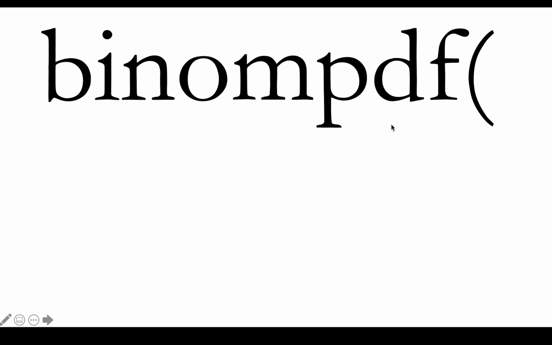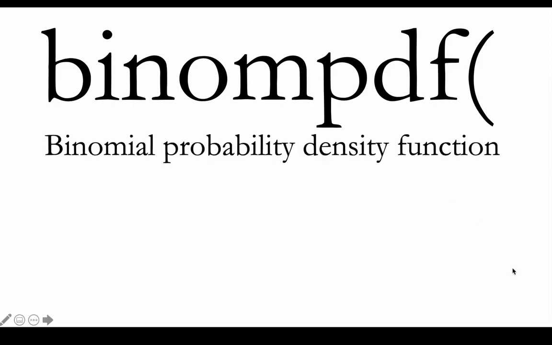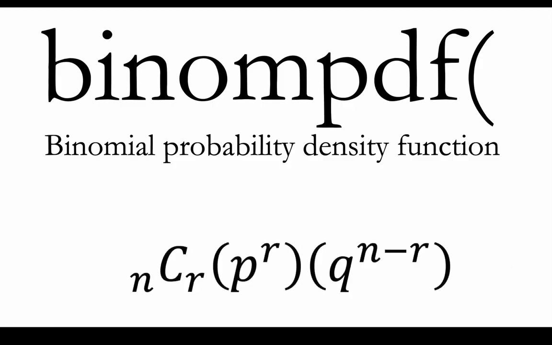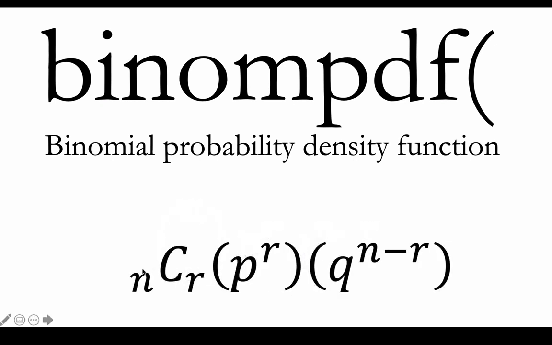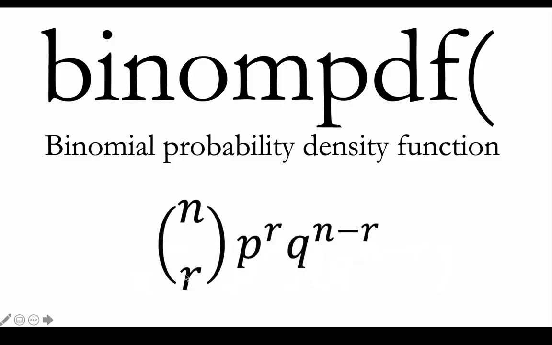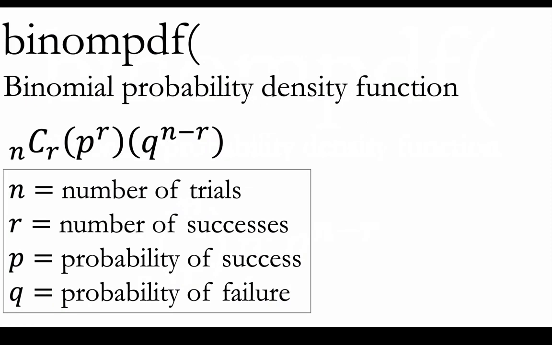All right, so this function, the binomPDF function, is going to be your friend on the graphing calculator. It's really going to help you, and it stands for the binomial probability density function, and it looks something like this. You might also see it written like this, but those are the same thing, right? We've got n choose r, also written this way, n choose r. And we'll go over what each of these things mean.